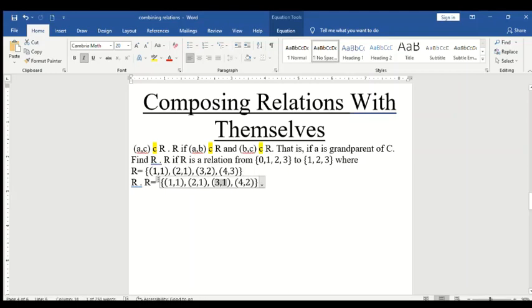Okay, next we have 4, 3. So we simply put 4 here, then 3 here is mapped with 2. Therefore, we put here 2. Okay, that is composing relations with themselves.